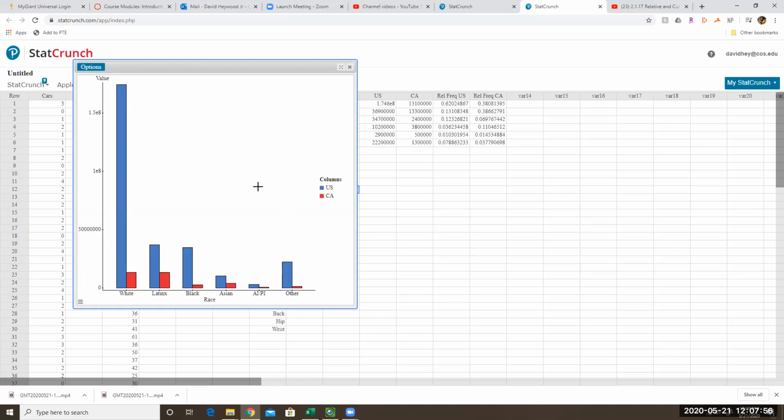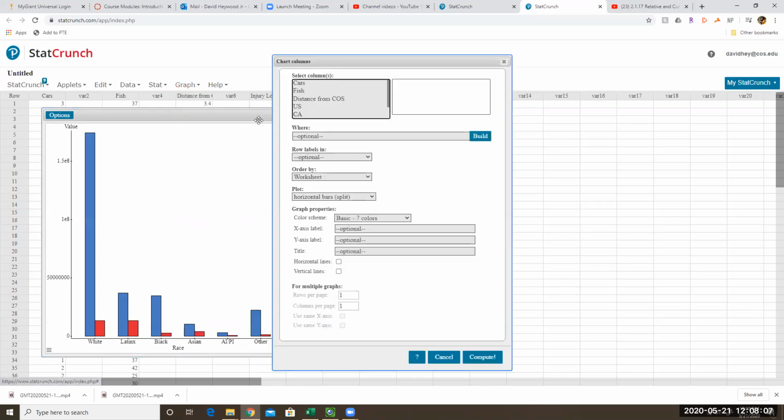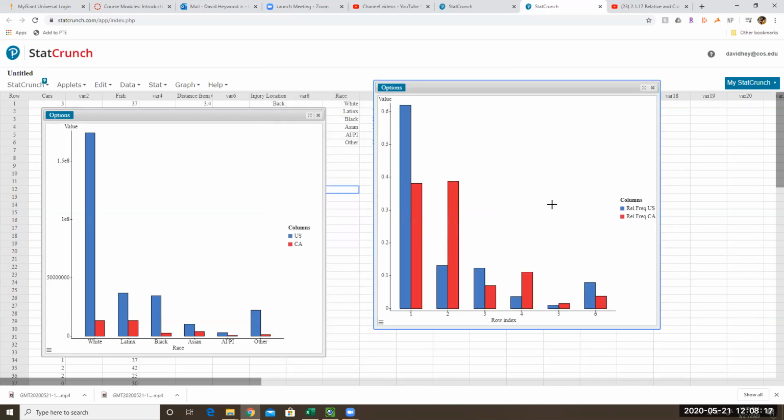Actually, this is not the side-by-side bar graph that we came up with in class, because what we did were relative frequencies, and this is a frequency bar graph. So if we wanted a relative frequency bar graph, I'm going to do the same thing, but with the relative frequencies. There you go. That's the bar graph that we drew back in 2.1 together.